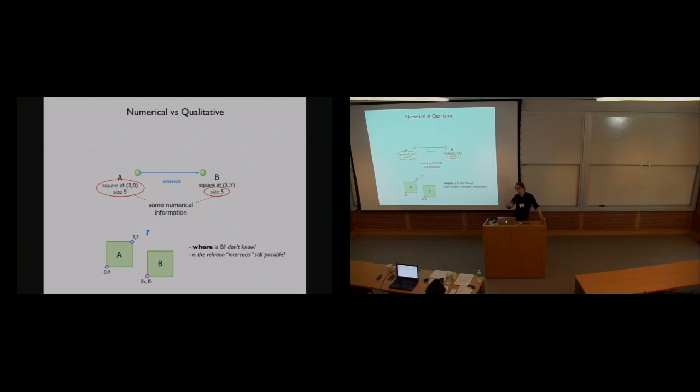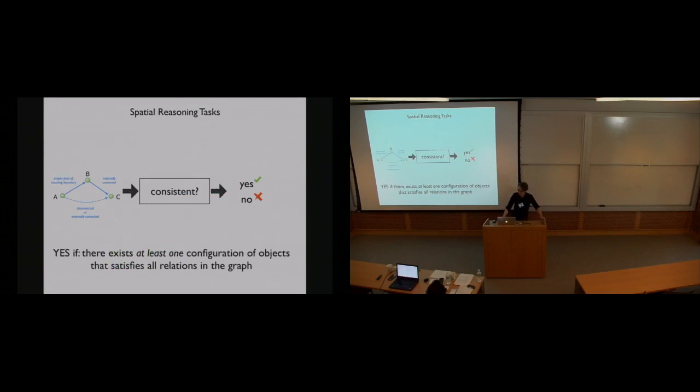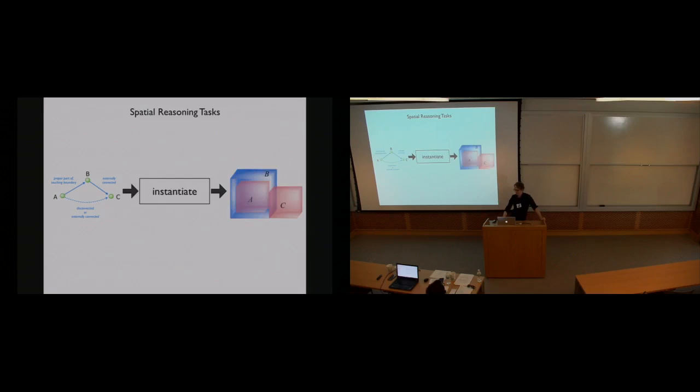So what are some tasks we might want to do with this? Maybe we want to know whether this is still consistent, right? By consistent, we mean that there exists at least one spatial configuration of the objects that satisfies all of the constraints at the same time. So consistency is a yes or no question. Instantiation, then, is generating a configuration that satisfies all of the constraints at the same time.